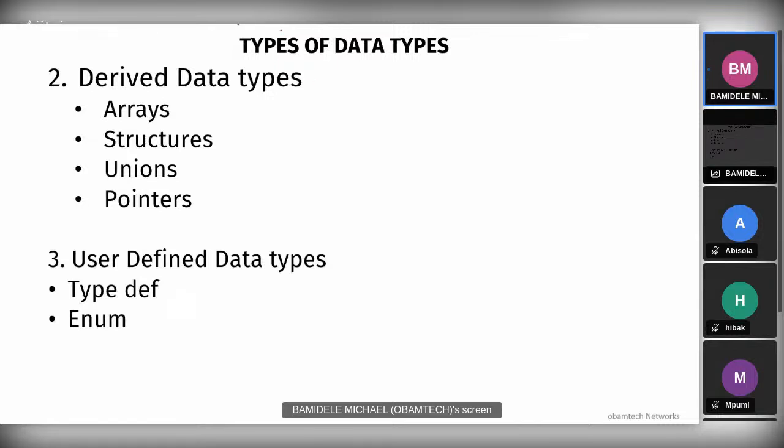Derived data type is the second category. Examples are arrays, structures, unions and pointers, and then user-defined data types: typedef and enum. All these things are concepts that have deeper meanings and operations performed on them. So it is good that you know that they exist, so that when you get to operating with them, we can go smoothly.